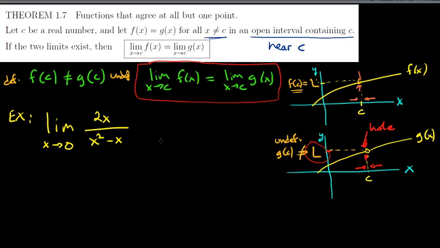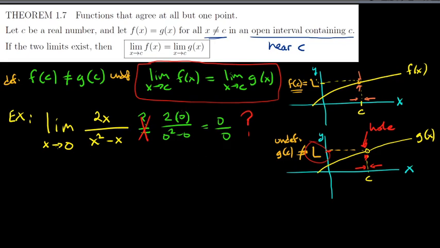Here's what we tried. Because this is a rational function, we tried to plug in 0 here. 2 times 0 over 0 minus 0, and we got 0 divided by 0, which of course is nonsense. That's not the answer. And so we left it at that. We said, well, we don't know what the answer is. This could be anything. All we know is that we couldn't use that particular property.